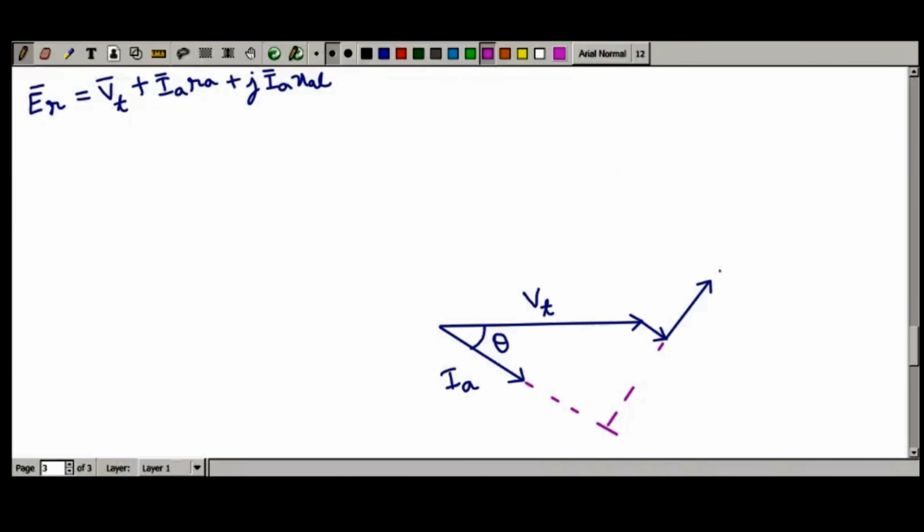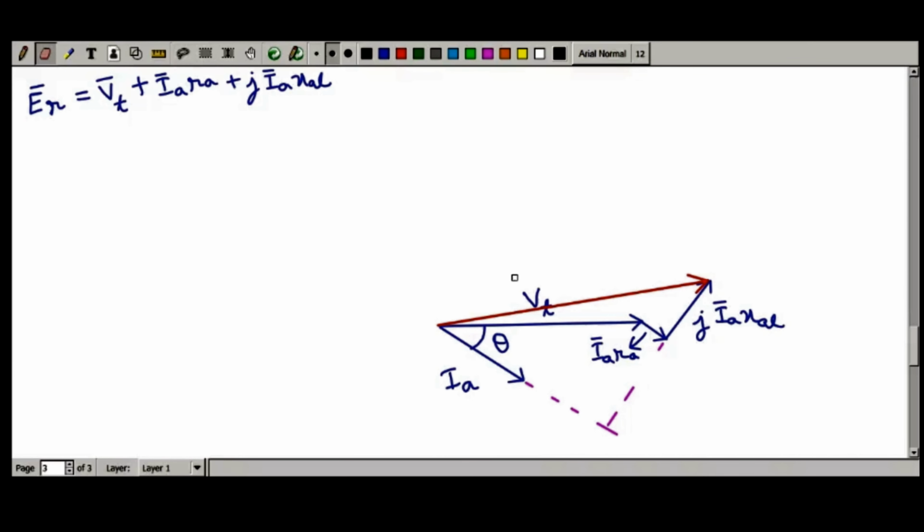So this is your IA XL drop, this thing. This is your IA into XL drop. This is your IA RA drop, that is the armature resistive drop, IA RA drop, IA XL drop. Now, if you go by this equation, then you can simply find what is your air gap voltage ER. This is our air gap voltage ER.